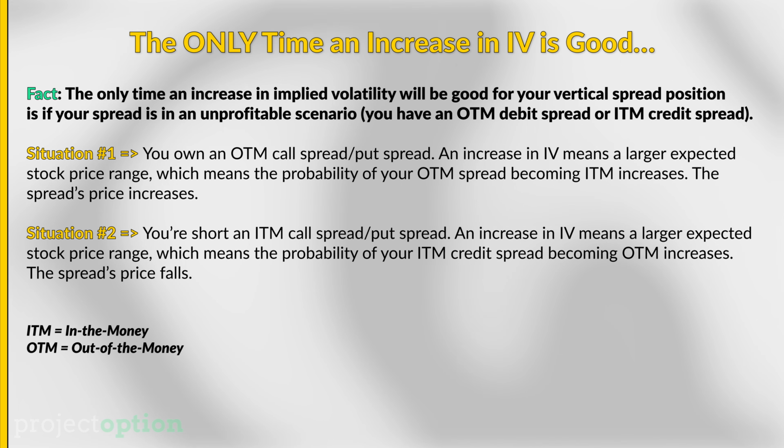And that means that there is a higher probability that your call spread will expire in the money. And because of that increase in the probability of the call spread expiring in the money, the call spread's price will increase. But if the call spread is in the money, you want implied volatility to decrease because you want the implied probability of the call spread expiring in the money to increase.